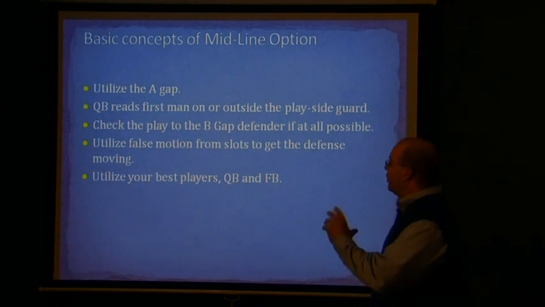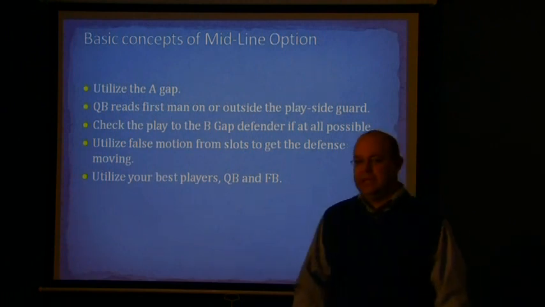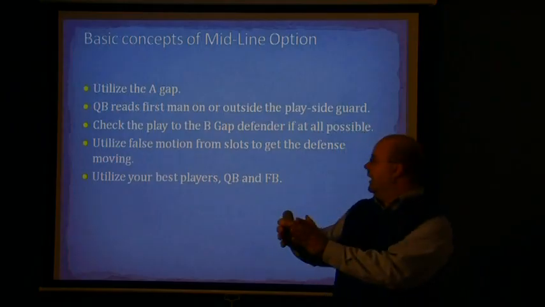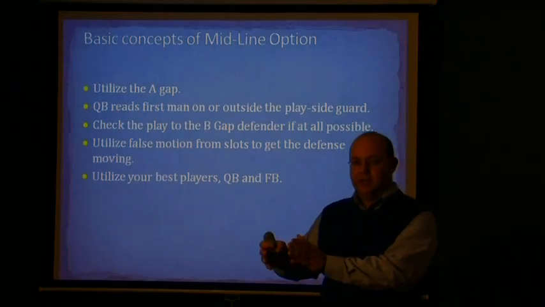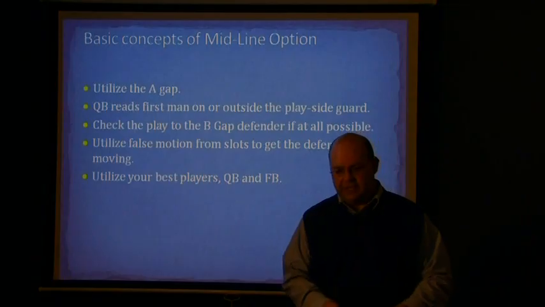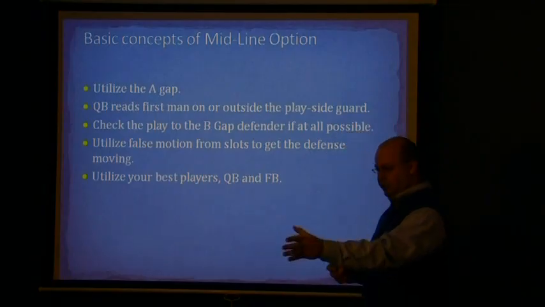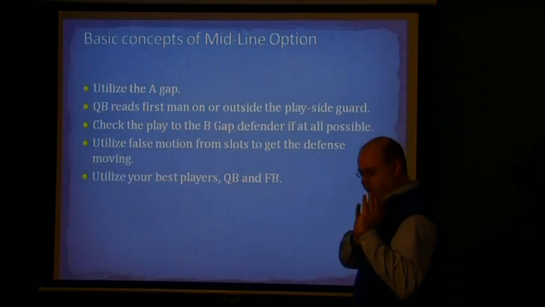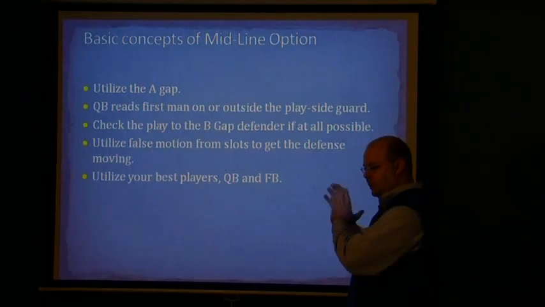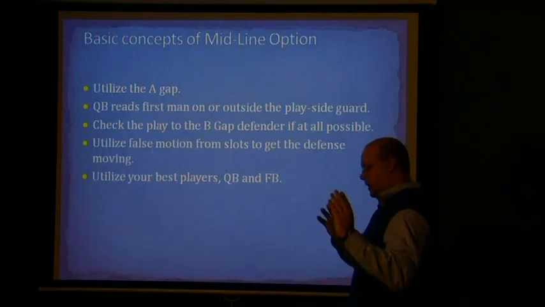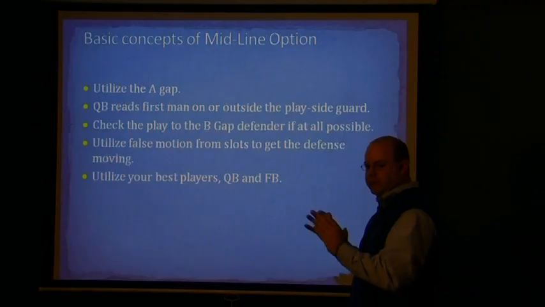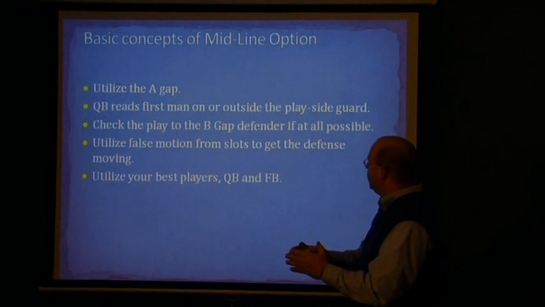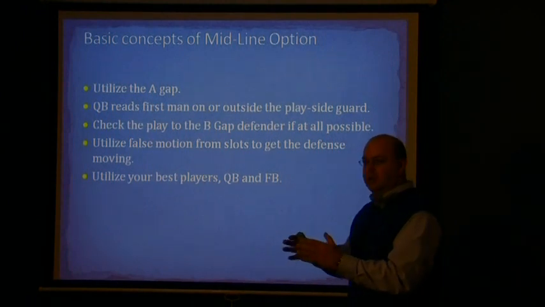All right, the quarterback now is going to read the first man on or outside the play side guard. So as soon as he takes the snap, his eyes immediately go to that player, whether it's, again, when we consider on, we consider a 2-eye, which is the inside of the guard, to head up, which is the 2 technique, to the 3 technique, which is outside the guard. Any player in one of those 3 positions is considered our handoff key. So his eyes are immediately going to go to that player and read what he does.